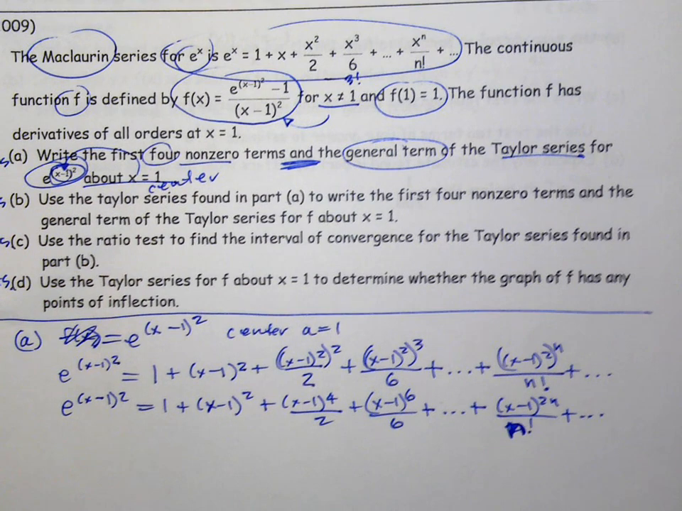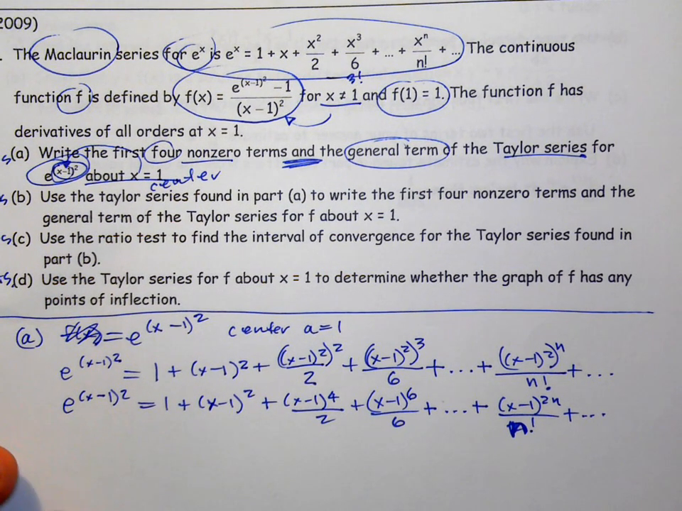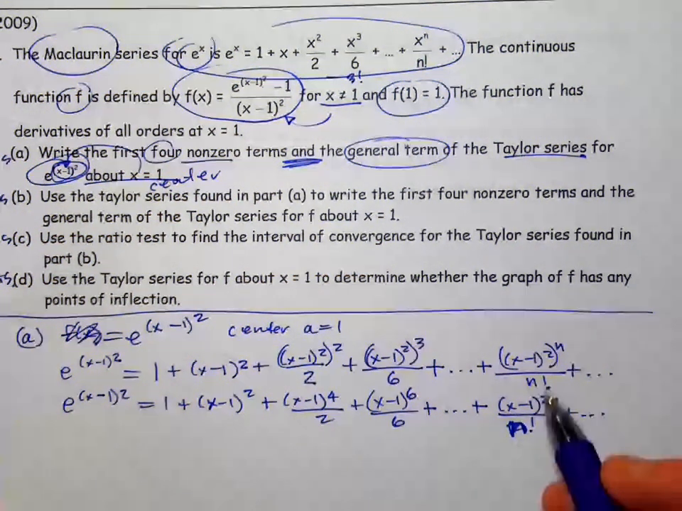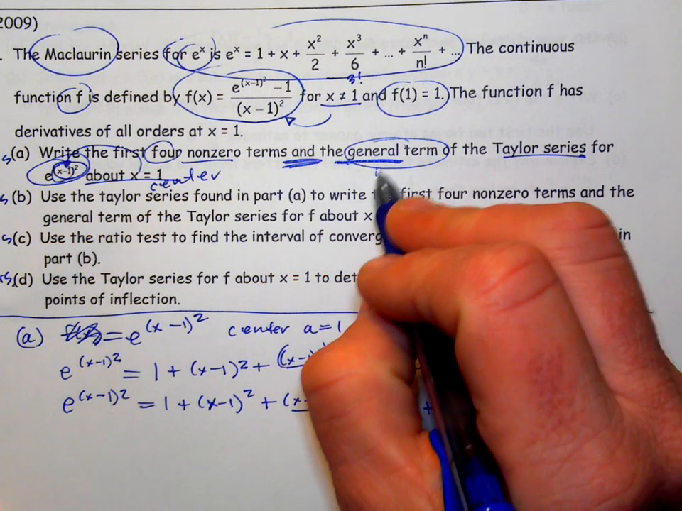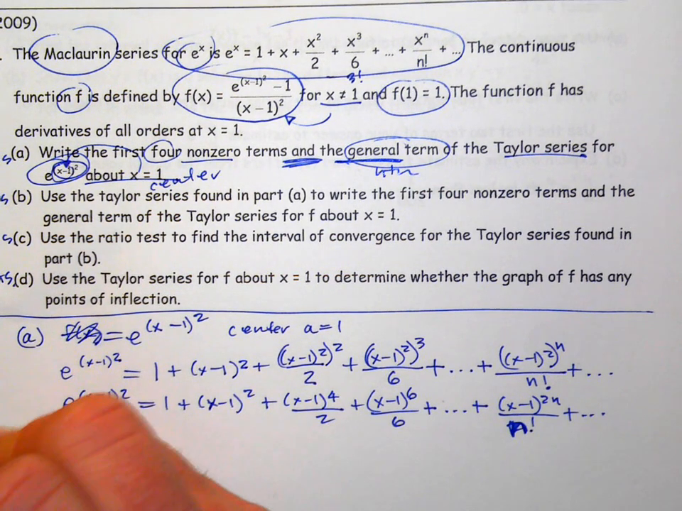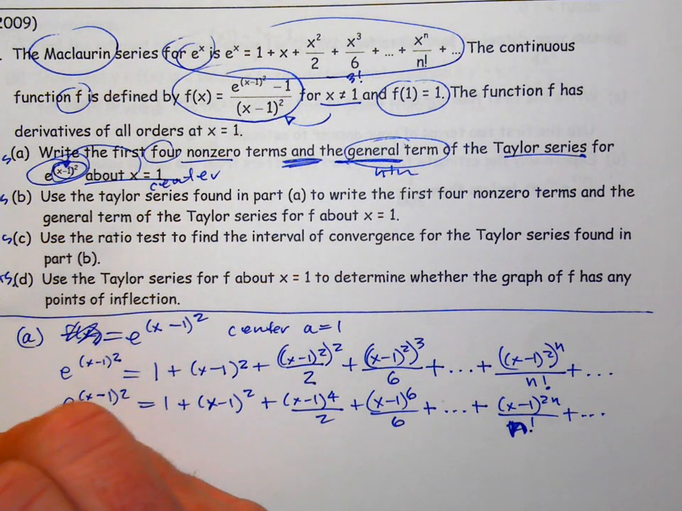Now, they said to find the first 4 non-zero terms, and that is one of your points: 1 point for the first 2 correct terms, 1 point for the rest of the terms. So if you get 2 of the terms correct, you get a point. If you get all the rest of the terms correct, you get a point. You also get a point for the nth, the general term. That's the nth term. So that's 3 points, or 2 points. Sorry, 2 points.